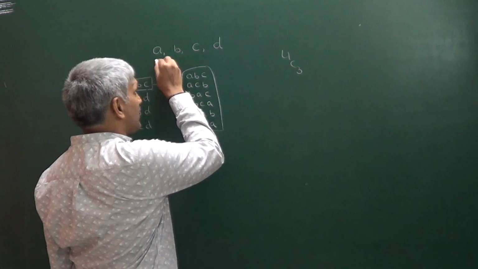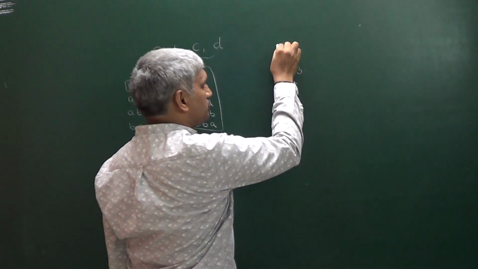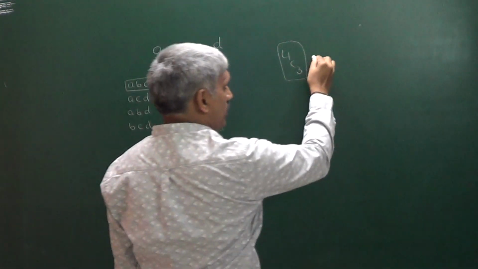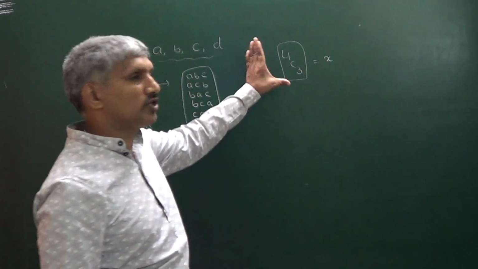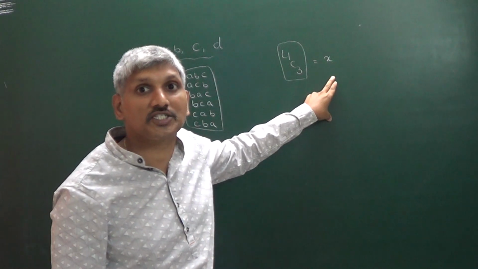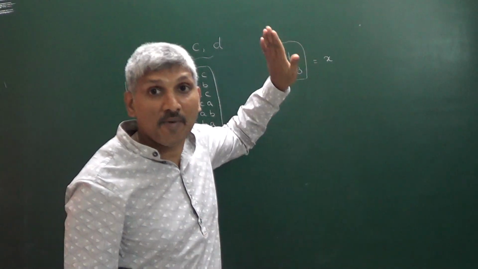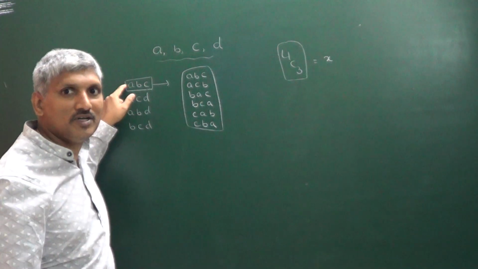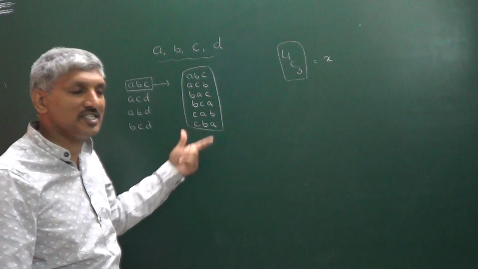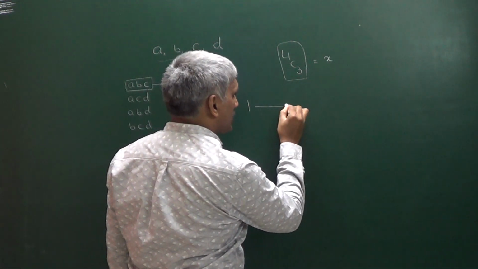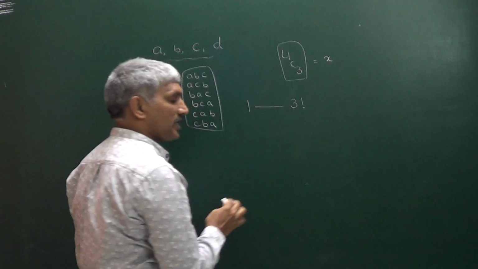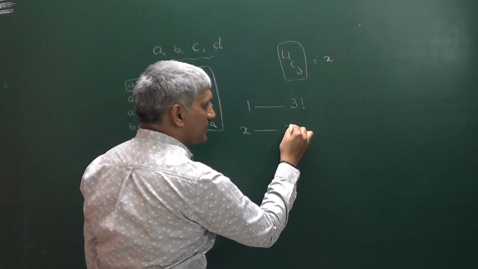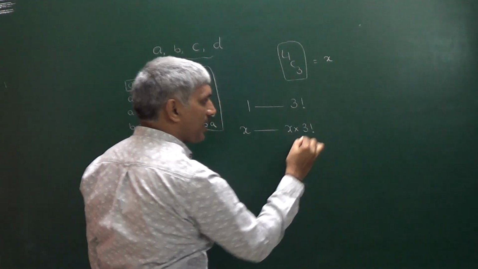Observe here, I am writing that from these 4 objects, 3 objects can be selected in 4C3 ways. I don't know this 4C3 value. Let us say this 4C3 value is equal to X. That means X number of possibilities are there. Among those X possibilities, one of the possibilities is this one. One selection gives us 3 factorial arrangements. So X selections will give us X into 3 factorial arrangements.